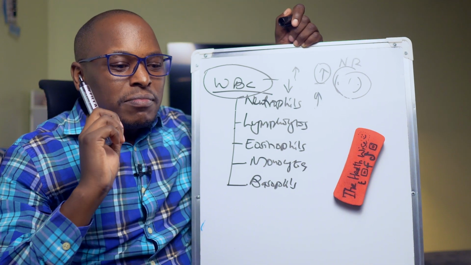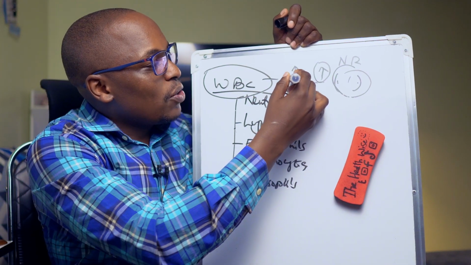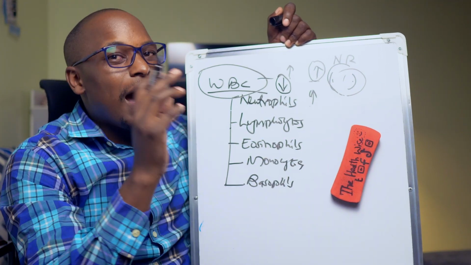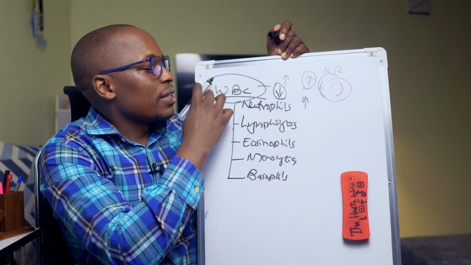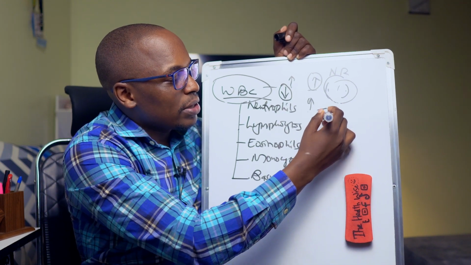Now, this is going to confuse you a little bit, because when you have low white blood cells, you might also be having an infection. And this is the reason. We have some infections that will lead to a decrease in the population of the white blood cells. Take, for example, something like tuberculosis.